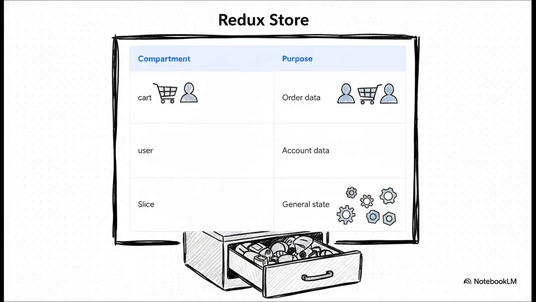And I love this because it perfectly illustrates the inside of the Redux store itself. It's not just some messy junk drawer of data, right? It's perfectly organized into distinct separated boxes. You have a compartment for the cart holding current order data, a separate user compartment for account data, and a generic slice for other elements. Everything has its specific place.